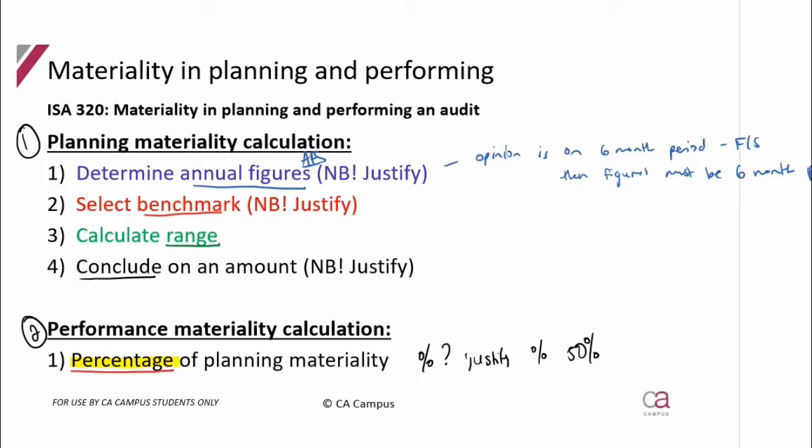Please note here, guys, I have said justify, justify, justify. You cannot just put down, these are the figures, this is the benchmark, here's my calculation. You need to explain why you are choosing those figures, why you are choosing that benchmark, and then what your conclusion is based on your information. How do we do that?